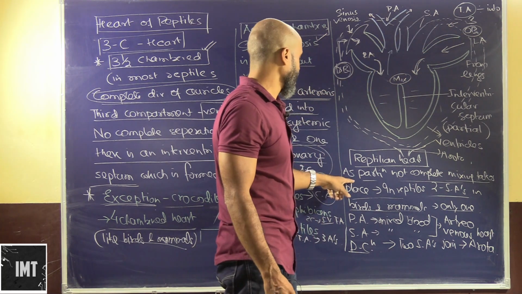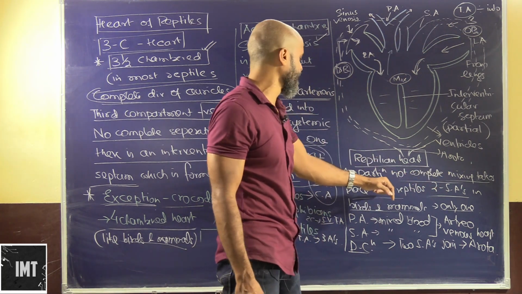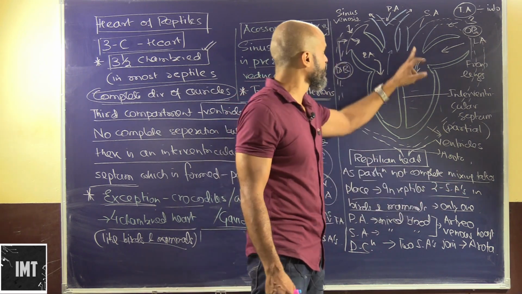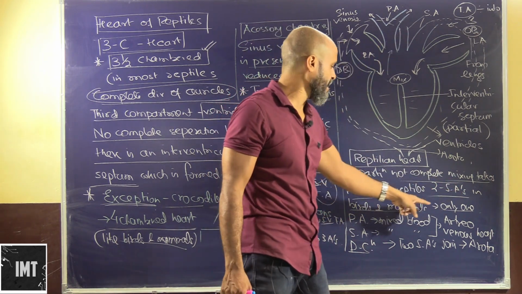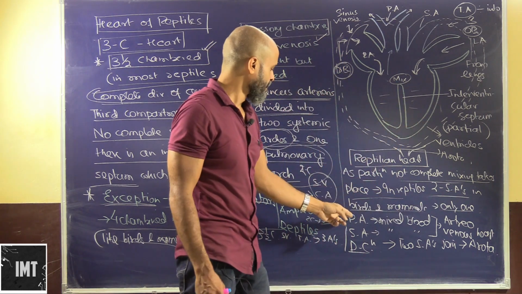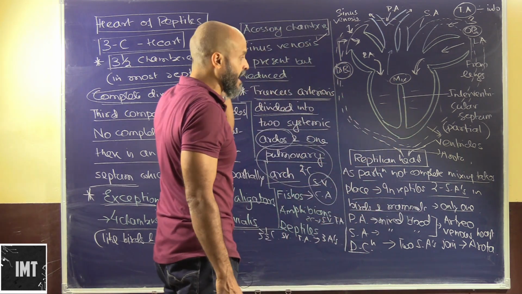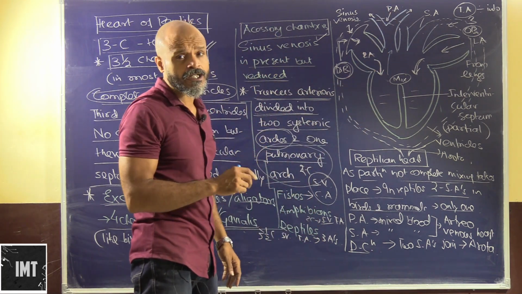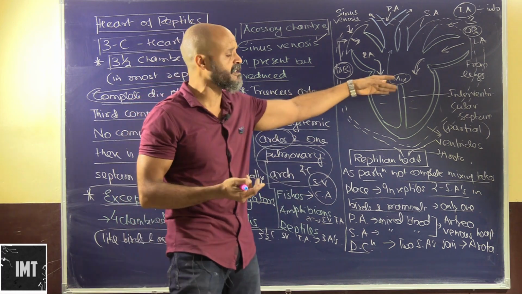Okay, so as partition is not complete, mixing takes place. In reptiles, 2 SAs are present, which is basically systemic arches. In birds and mammals, it's only 1. The pulmonary artery is carrying, if you look into it, deoxygenated blood. We cannot call it deoxygenated because it is mixed blood.